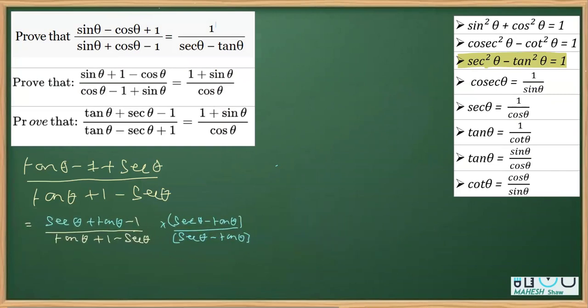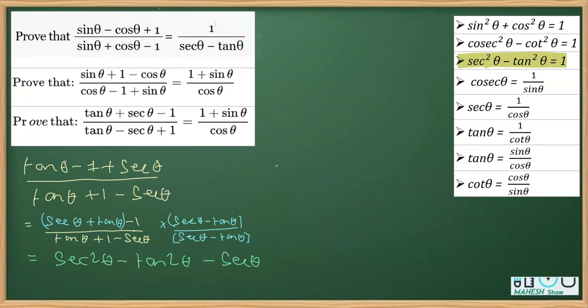Now if I multiply this with this, that is a plus b, and this is a minus b. So what is a plus b into a minus b? That is a square minus b square. So what we are going to get here is sec square theta minus tan square theta. And minus 1 multiplied by this is what? Minus sec theta.